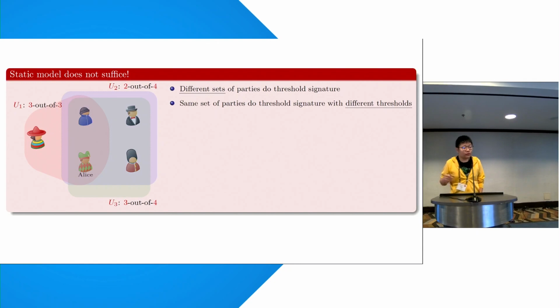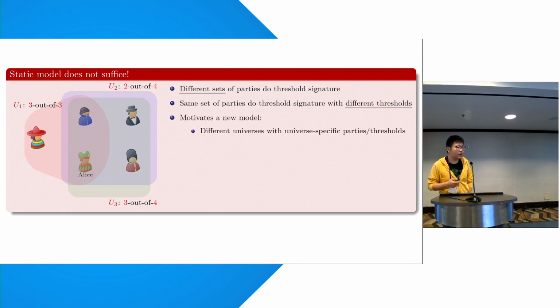Moreover, even for the same set of parties, you might not want to do it with the same threshold. For example, if you have a high-stake message, you might want a guarantee that more parties have signed this message, compared to a low-stake message, where maybe you're fine with only a small number of parties having signed it. This motivates a new model where you have a number of universes, and each universe involves some specific subset of parties, and there's also a universe-specific threshold. And you want to do threshold signature within each such universe.